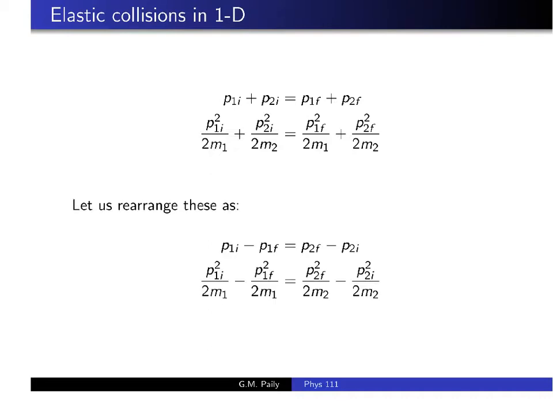Let's rearrange these two equations. We're just moving terms around so that we have the terms related to particle 1 on the left and the terms related to particle 2 on the right. And we do this for both the momentum equation and for the kinetic energy equation.